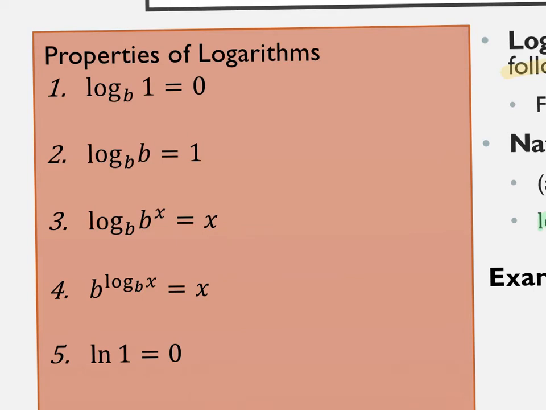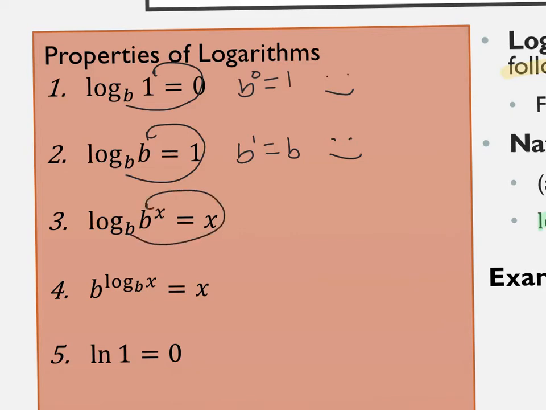If we look at the first one, I know log base b of 1 equals 0 because if I were to write it in exponential form, b to the 0 power does equal 1. If I look at number 2, log base b of b equals 1, because in exponential form, b to the first power equals b, which is a true statement. The same thing is true for number 3, because the base of the log matches the number adjacent to it: b to the x power equals b to the x power.